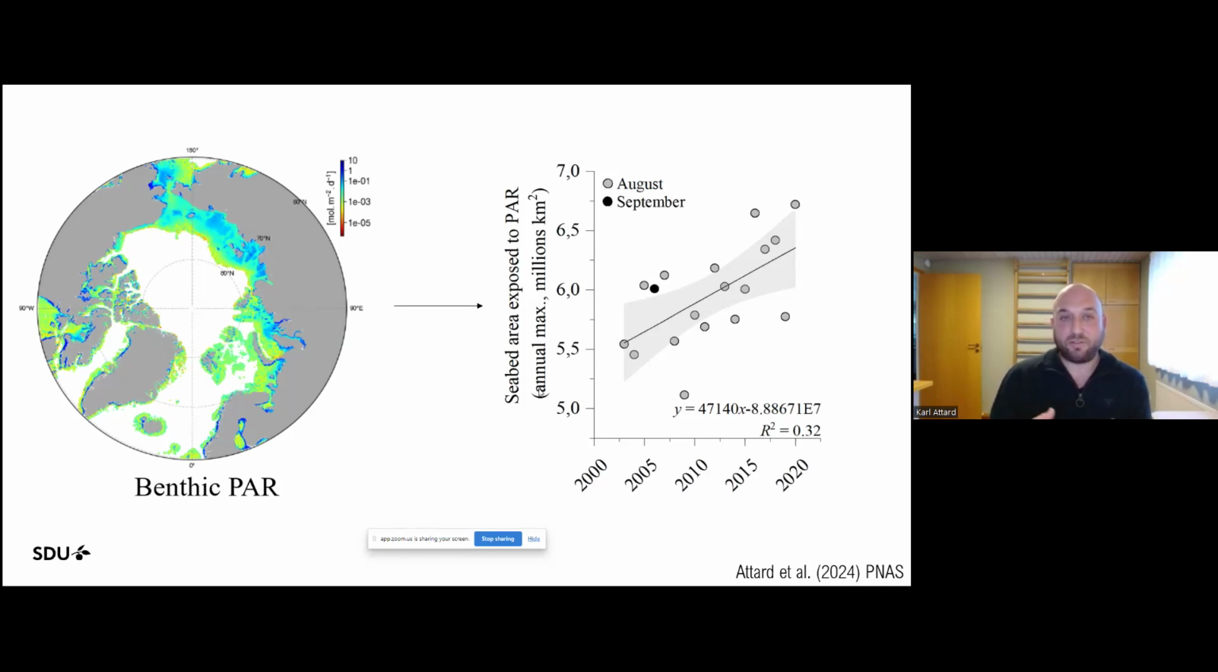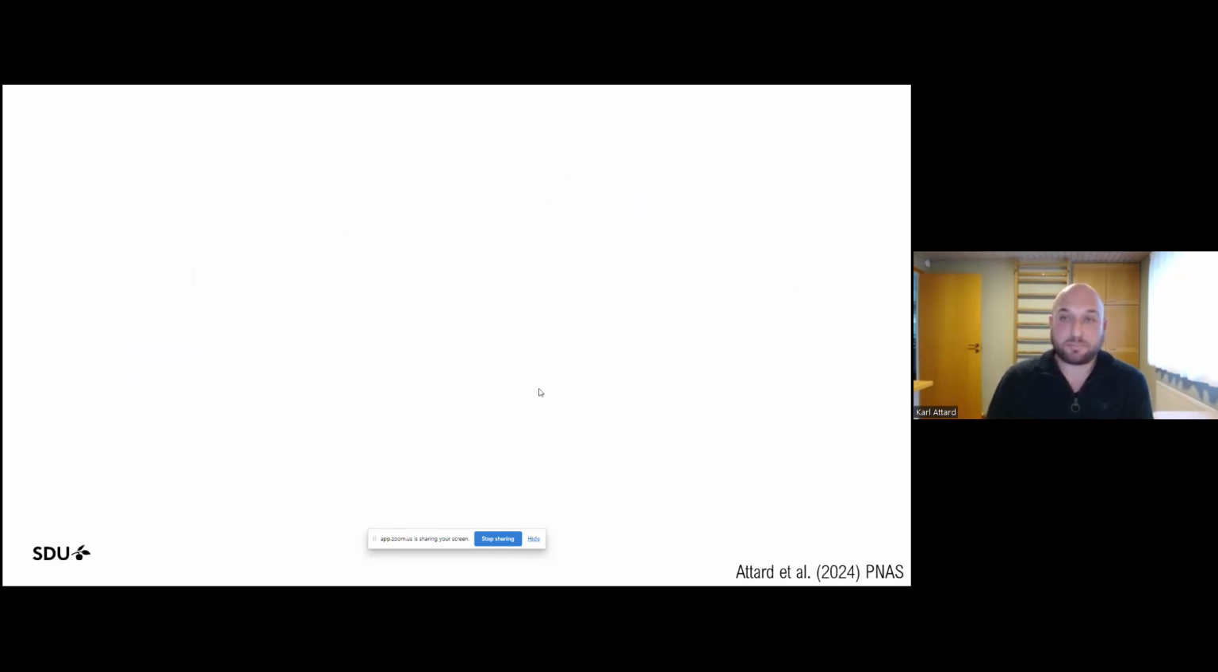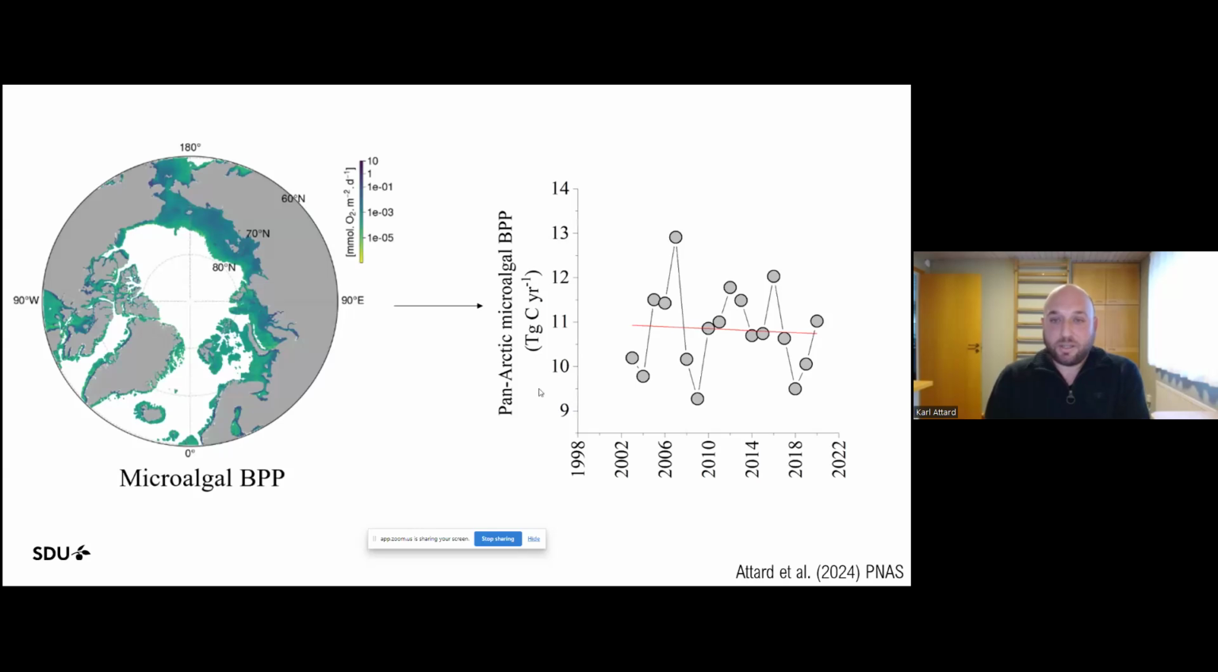And so we can think of what this might mean from an ecosystem perspective, as these macrophytes and microalgae might proliferate further into the Arctic. So we also estimated the microalgal, so these are the microalgae living in the sediments. We estimated their primary production.